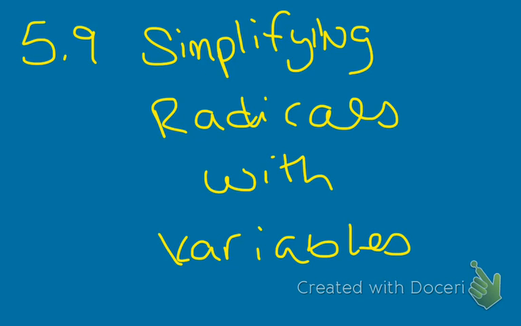Okay. We're going to be simplifying radicals with variables. You have been simplifying radicals with just numbers inside. Now we're going to add some variables, okay? So we're going to review first what you were doing before so we can use that.